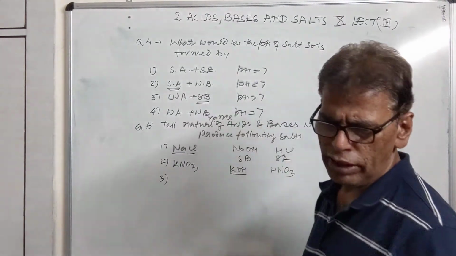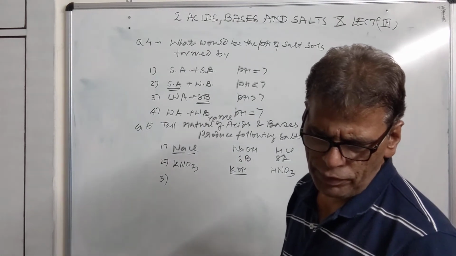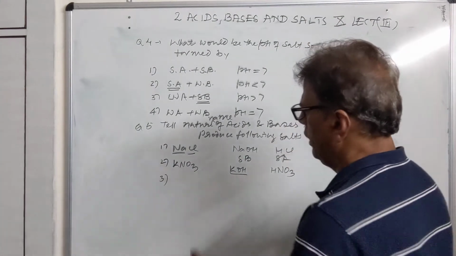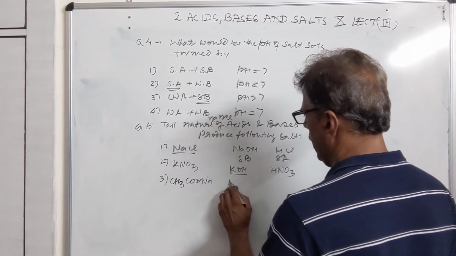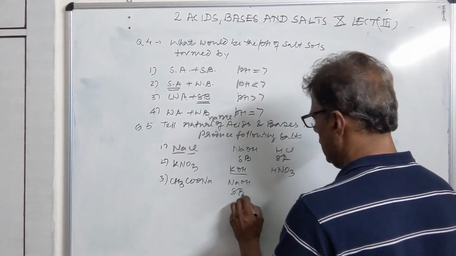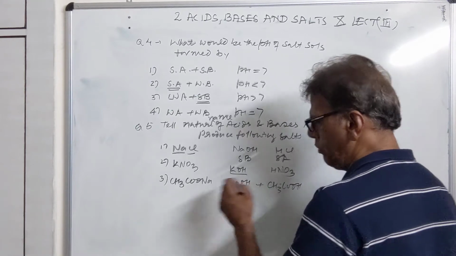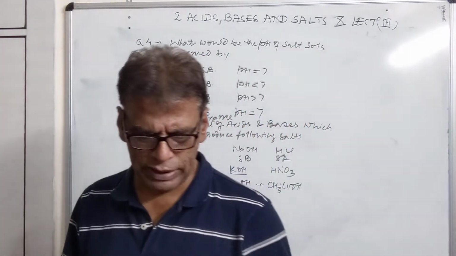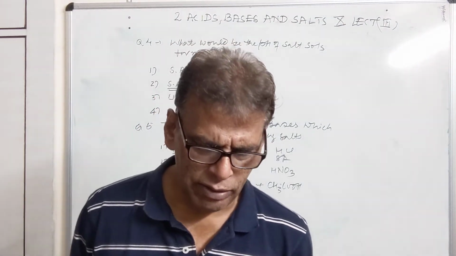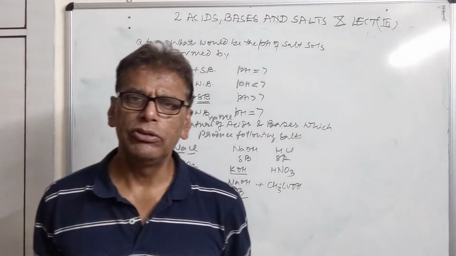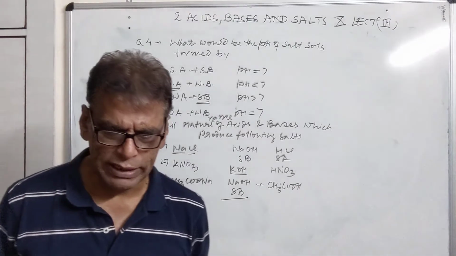Then after KNO3 we have another salt, sodium acetate. It will produce NaOH, a strong base, and acetic acid, which is a weak acid. So this solution will be basic because its counterpart is basic in nature. Similarly, we have sodium carbonate, which will produce NaOH plus H2CO3. H2CO3 is a weak acid, NaOH is a strong base, so the pH of this solution will be more than 7.